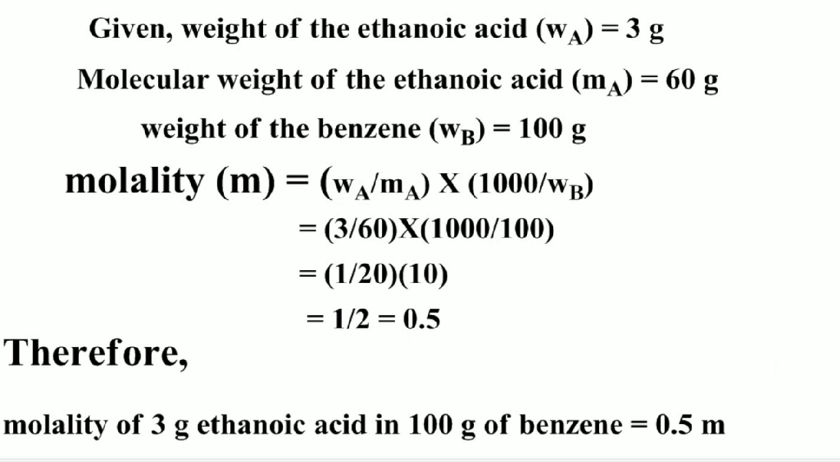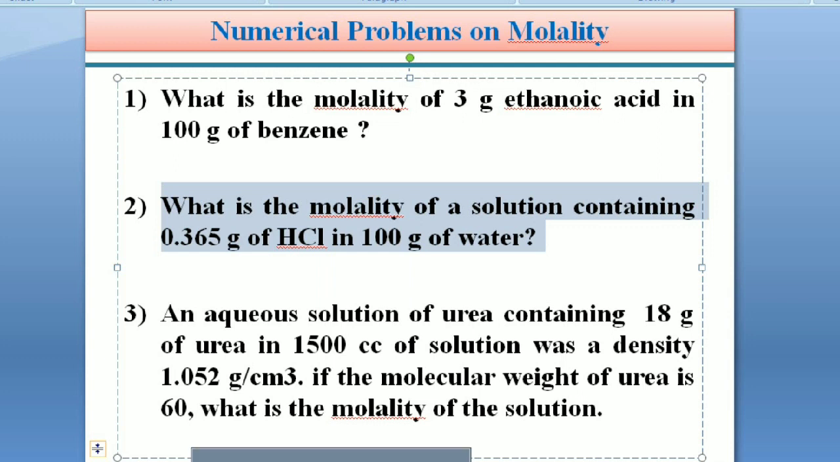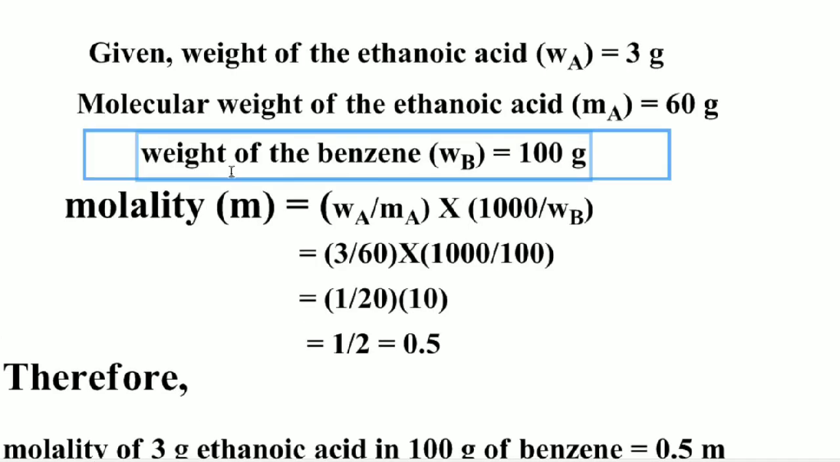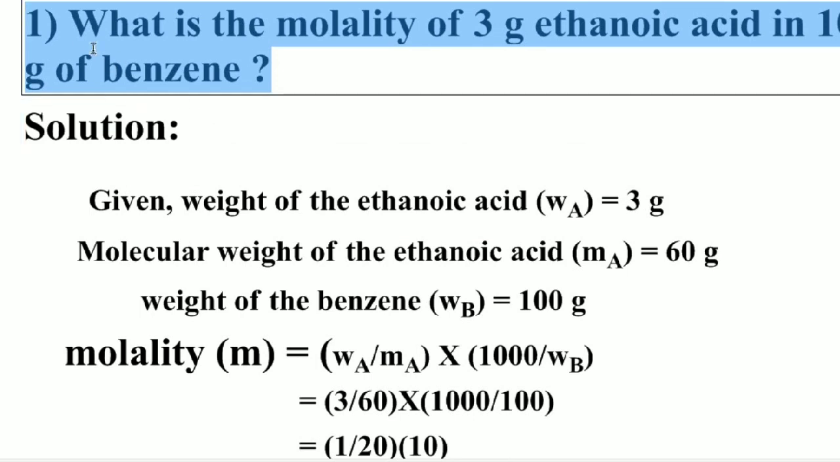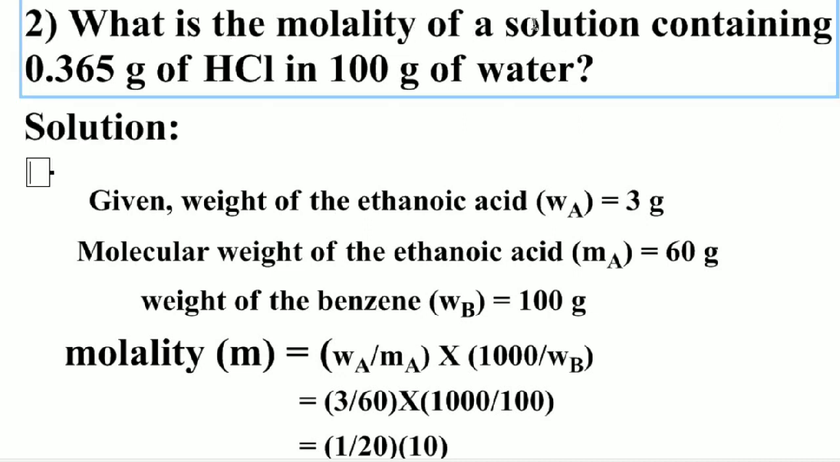We can see the next problem. What is the molality of a solution containing 0.365 grams of HCl in 100 grams of water? So this is the given problem 2, the numerical problem number 2. What is the molality of a solution containing 0.365 grams of HCl in 100 grams of water?